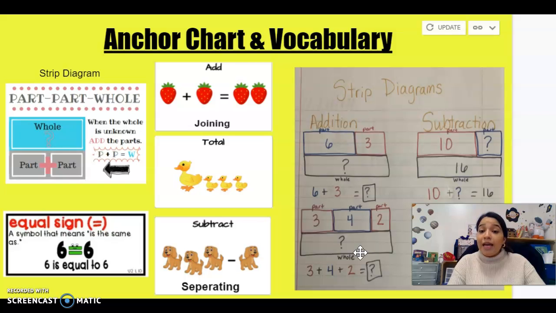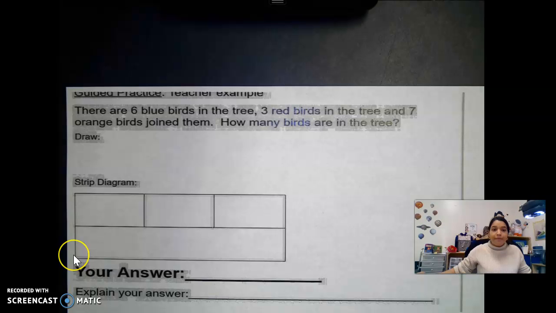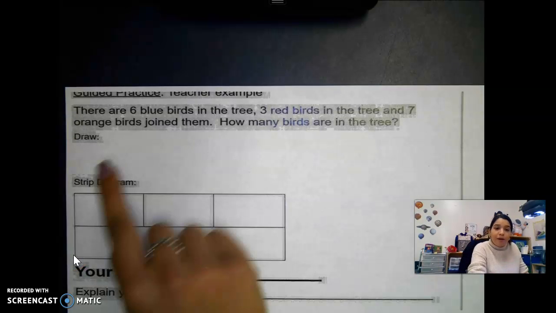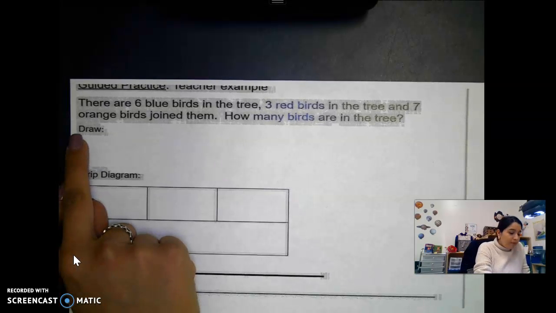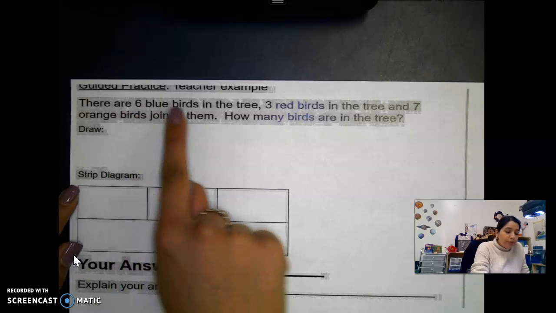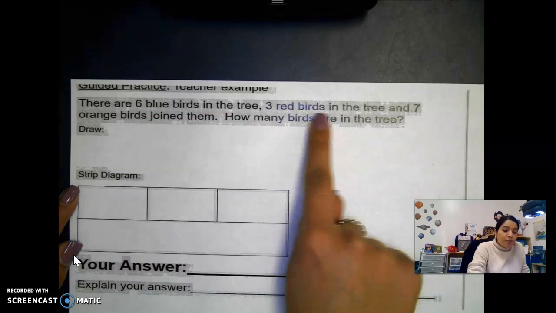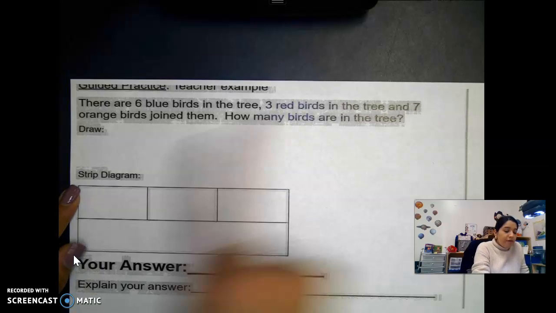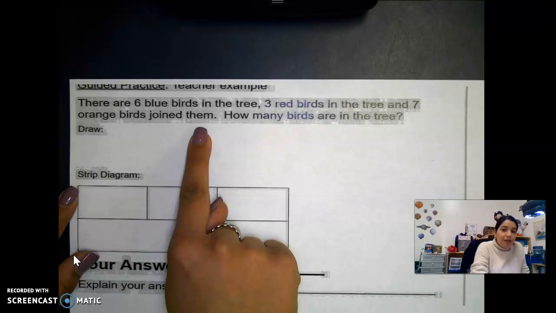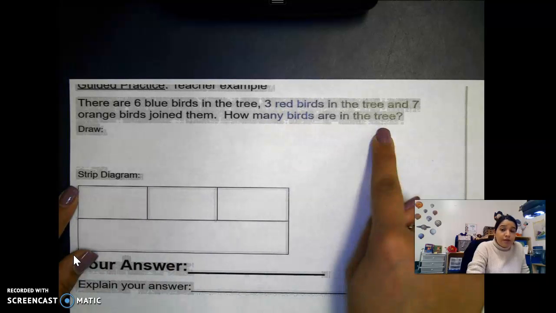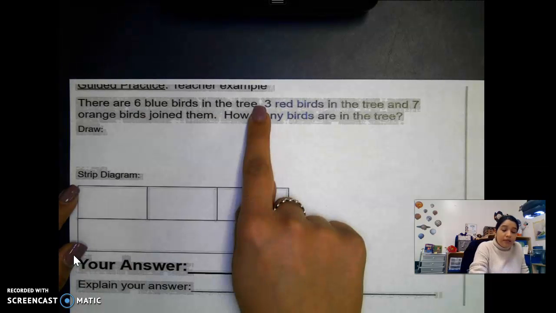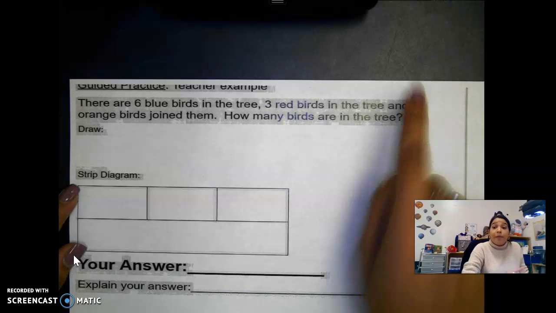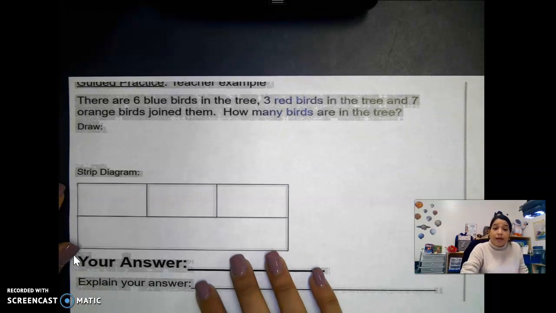Today we're going to go ahead and practice more with our strip diagrams. Let's look at our word problem for today and read it. There are 6 blue birds in the tree, 3 red birds in the tree, and 7 orange birds join them. How many birds are in the tree? I noticed that we have 3 different numbers, again, just like we did on Friday.